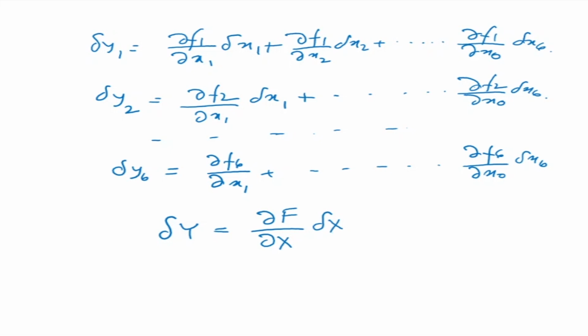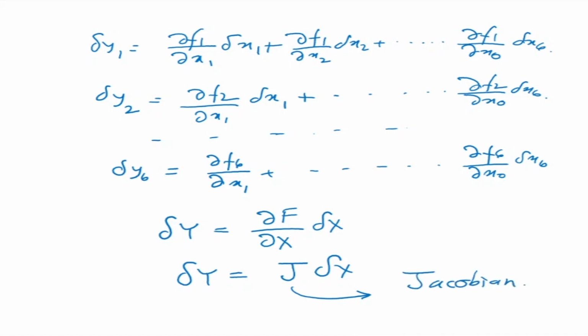Now we write this as dy is equal to J times dx, where J is called the Jacobian. It is the 6 by 6 matrix of partial derivatives. This is called the Jacobian matrix. What is it giving you? It is giving you the relationship between the differential of x and the differential of y here.